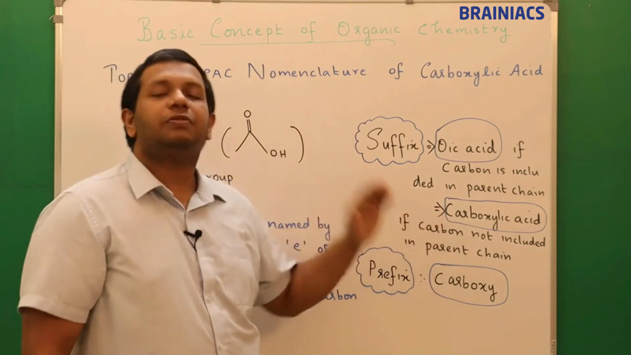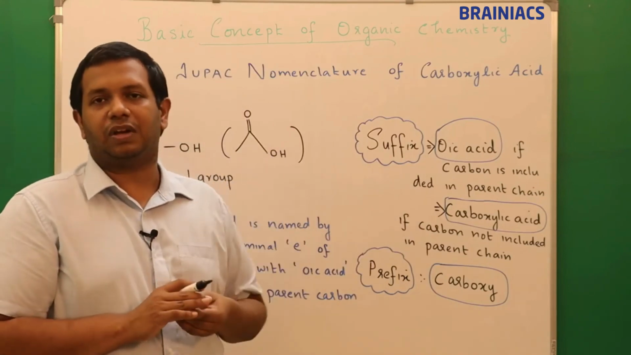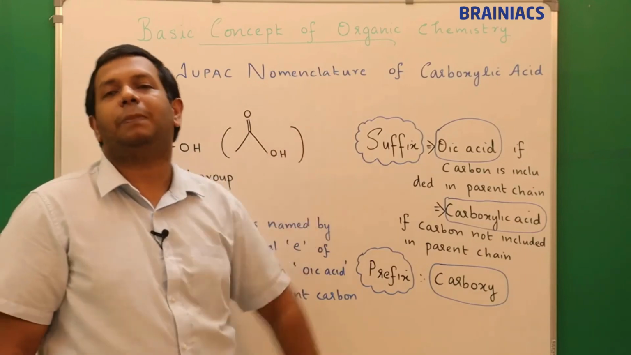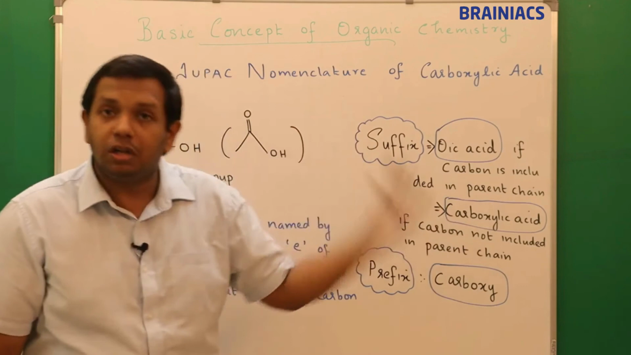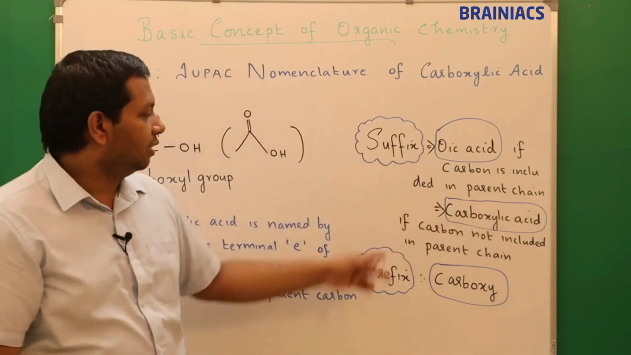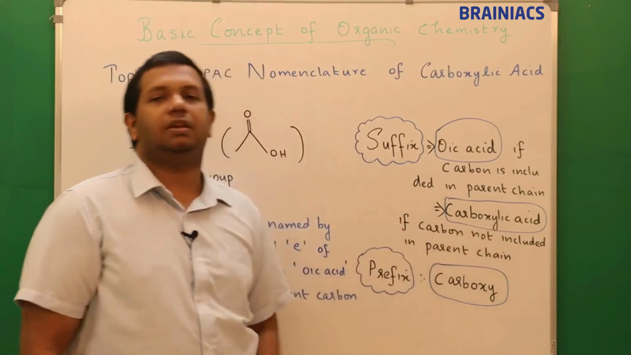Now the next case: suppose that carbon is not part of the parent carbon chain. This is the exceptional case I told you about, where outside the ring there is only COOH, and you cannot form a parent chain there. In that case, since that carbon is not included in the parent chain, we use the term carboxylic acid. That's why it is written: if carbon not included in parent chain.